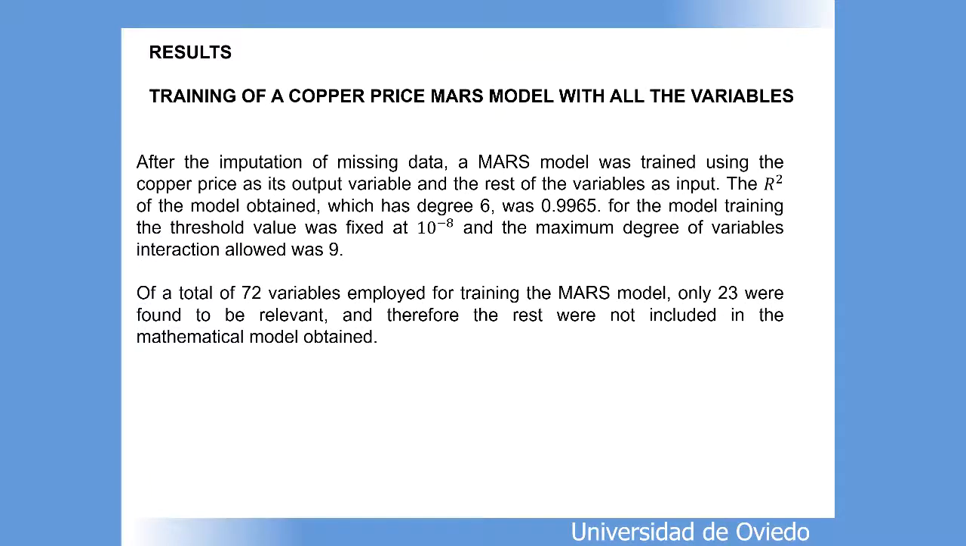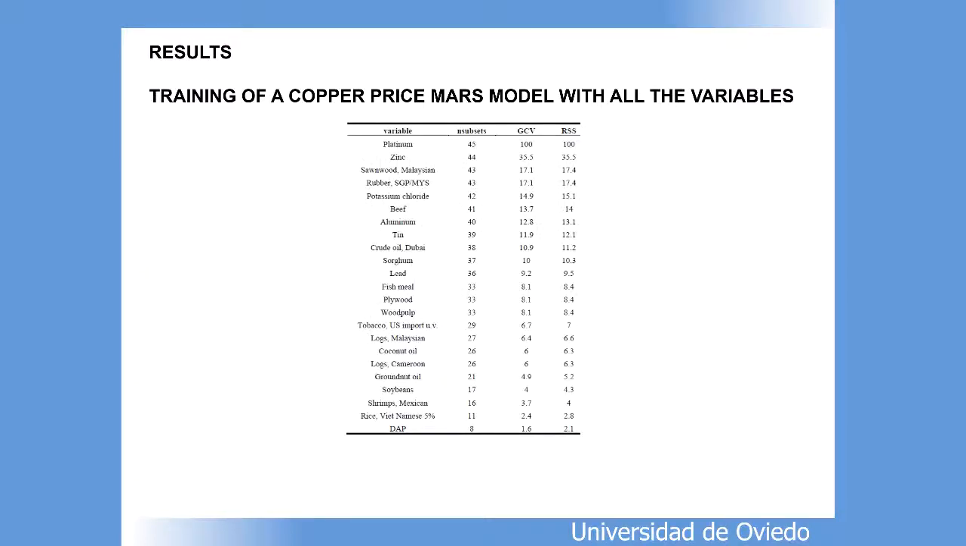After the imputation of missing data, a MARS model was trained using the copper price as its output variable and the rest of variables as input. The R-square of the model, of 10 terms, which has a degree of 6, was 0.9965. For the model training, the threshold value was fixed at 10 to the minus 8 power, and the maximum degree of variables interaction allowed was 9. Of a total of 72 variables employed for training the MARS model, only 23 were found to be relevant, and therefore the rest were not included in the mathematical model obtained. This slide presents the variable importance for the copper forecast. As you can see, the most important variable is platinum, followed by zinc.